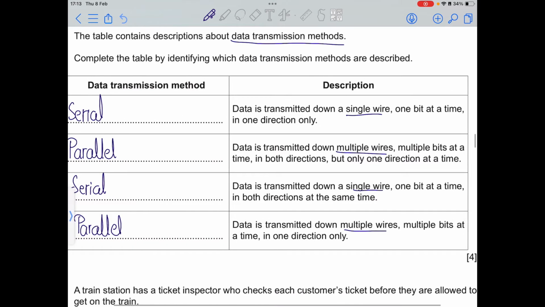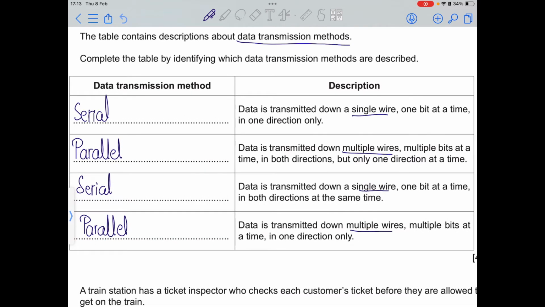You only want to send one bit at a time in one direction only. That would be simplex, only one direction. Half duplex is both directions but only one at a time. If it had been both directions at the same time, then it would be full duplex, but since it is only one direction, it would be half duplex.